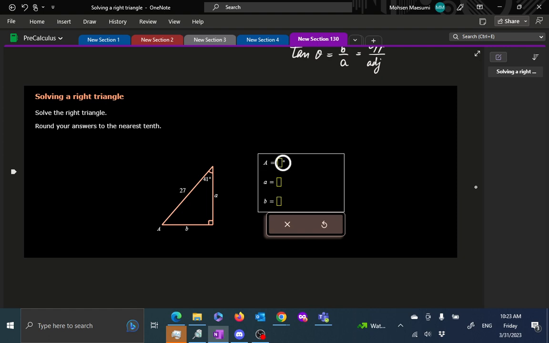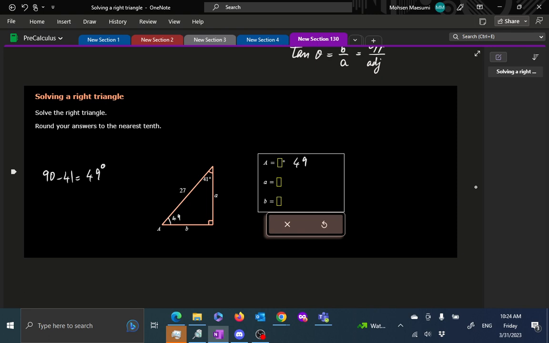So A will be the other angle of the right triangle. If this is 41 degrees, then you say 90 minus 41, and that is 49 degrees. So this will be 49 degrees here. Now we are going to go after the sides.